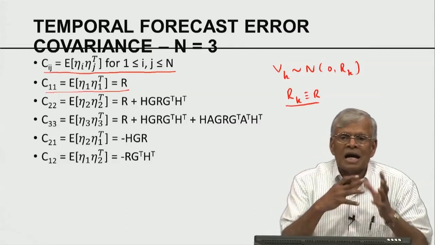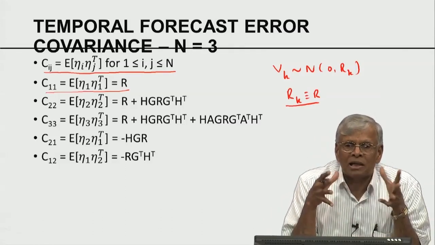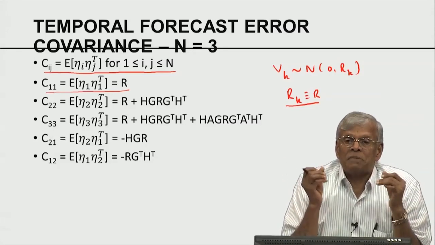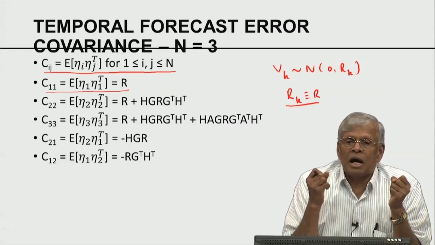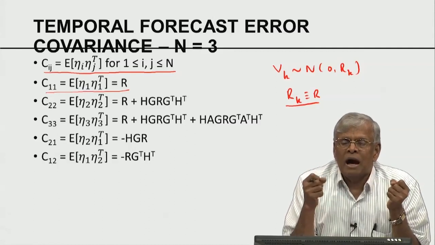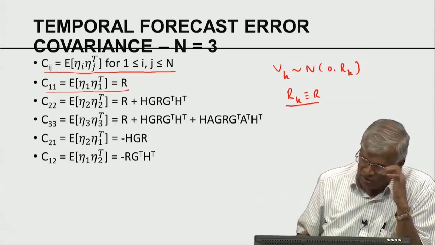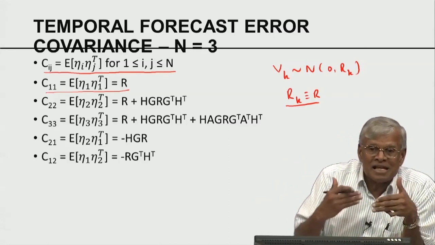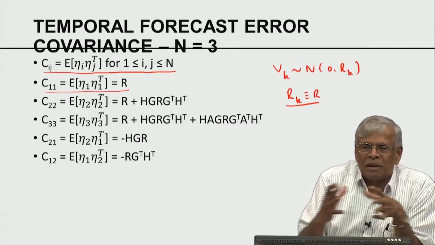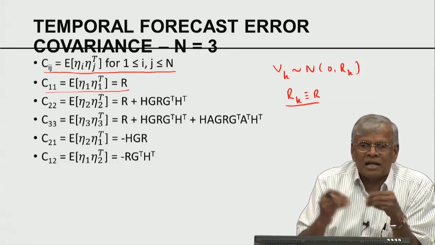Why? Vks are coming from instruments. When we buy instruments, we buy instruments in bulk. So I am going to assume all the instruments that make measurements are of the same type. That means the error characteristics of the instruments are the same. So Rk doesn't depend on k, Rk simply is R. That's a very useful assumption. Even though in theory I can continue with Rk, I don't want to unnecessarily complicate the expressions by trying to be general. There is no loss of generality in assuming Rk is R.